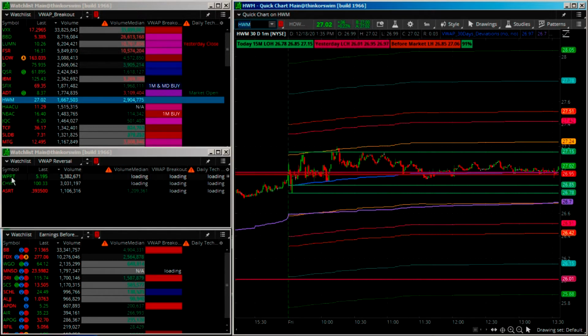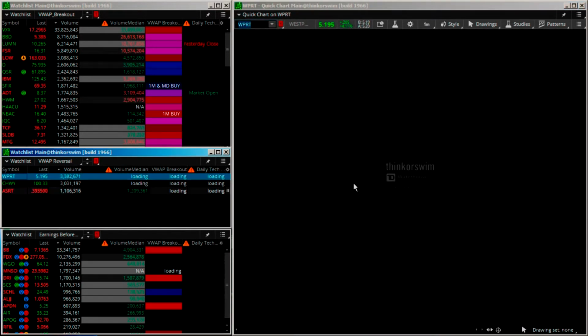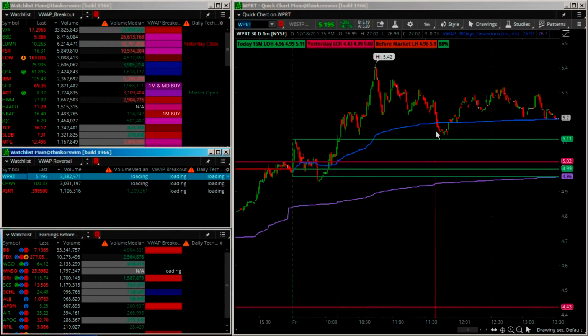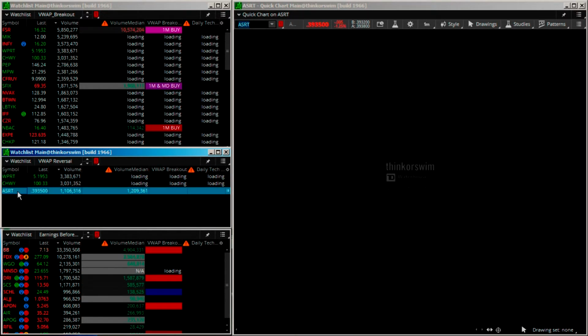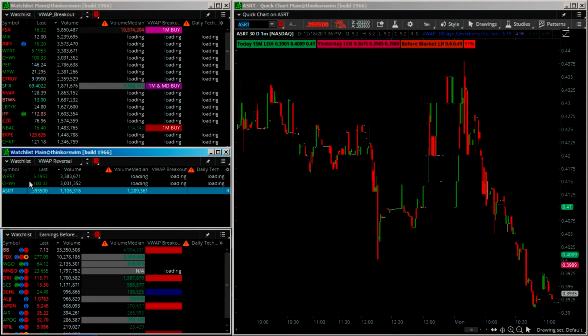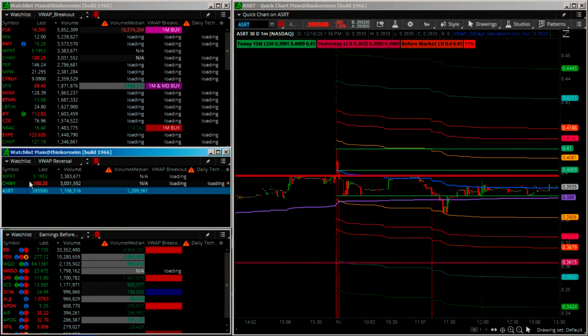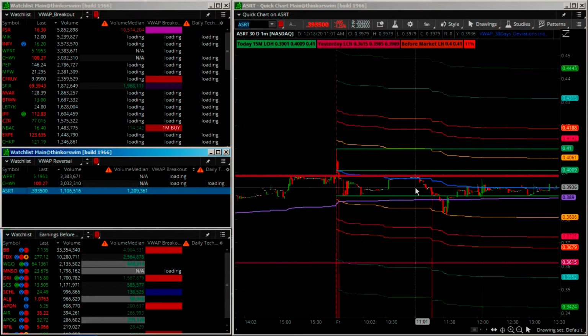So another example that just popped up was WPRT, which, as you can see, has been mostly above VWAP. We've been over VWAP 88% of the time today. So it's either 80% above or 80% underneath. And this refreshes every 3 to 7 minutes, just like every other scan list for TOS.